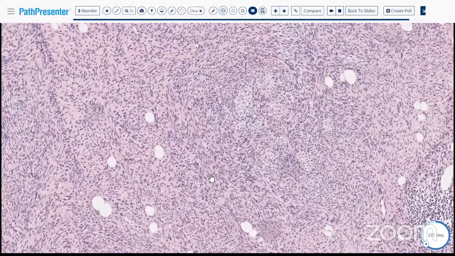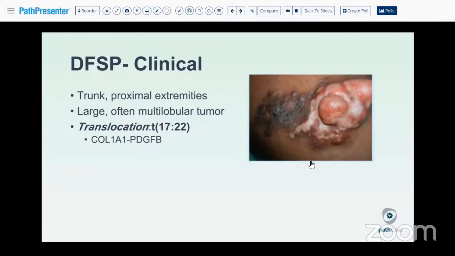As we look at what sort of cells comprise this bulky proliferation, we see that they are slender spindled cells that are forming fascicles that are intertwining in an almost storiform pattern. So this is what's referred to as storiform. Some people call it pinwheeling or cartwheeling, but these are intersecting fascicles going every different direction.